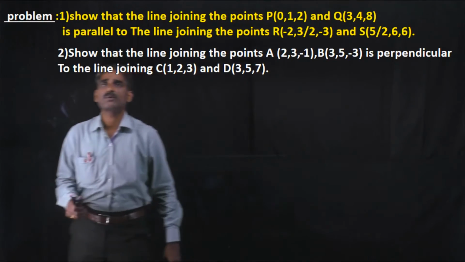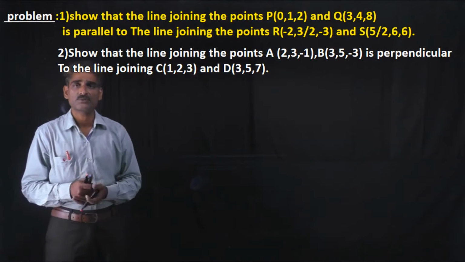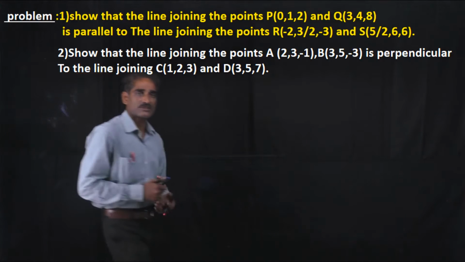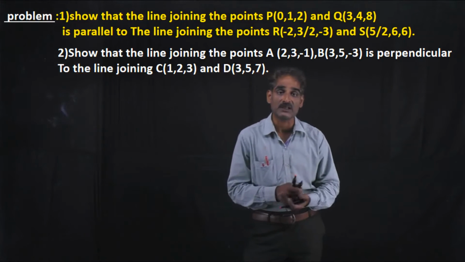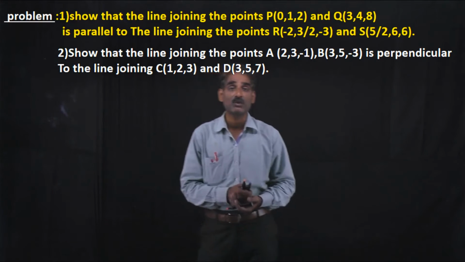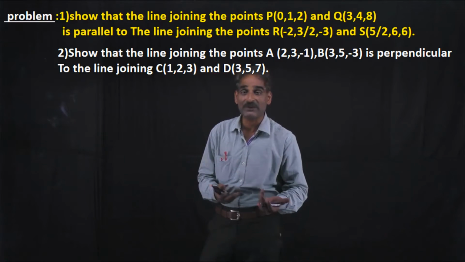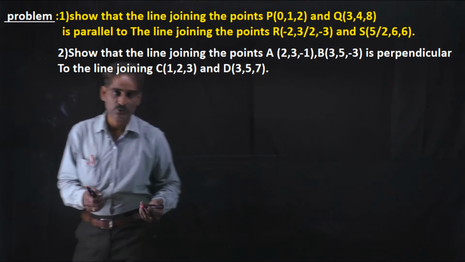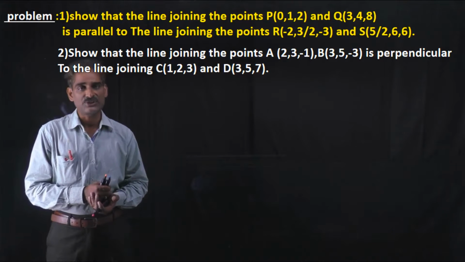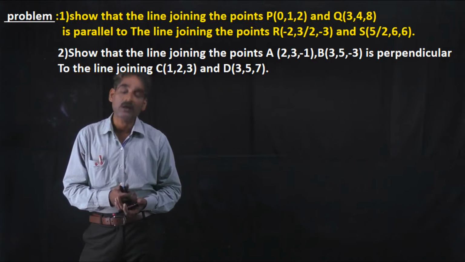Okay, see these problems. There are two problems, related to the previous discussion. Parallel and perpendicular: already we discussed if the two lines are parallel, DCs are equal and DRs are proportional. For perpendicular lines, the condition is the same for both DRs and DCs: L1 L2 plus M1 M2 plus N1 N2 equal to 0, or A1 A2 plus B1 B2 plus C1 C2 equal to 0. So here also we have to first of all find the DRs or DCs. Then only can we verify the relation between the lines, whether they are parallel or perpendicular.